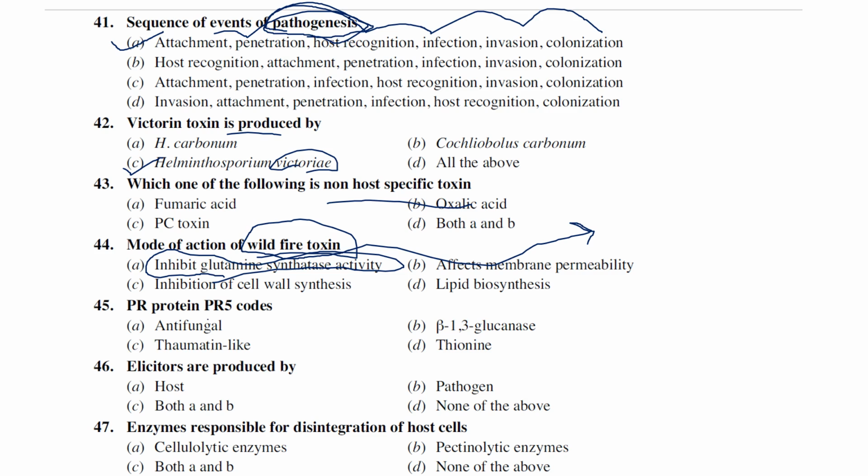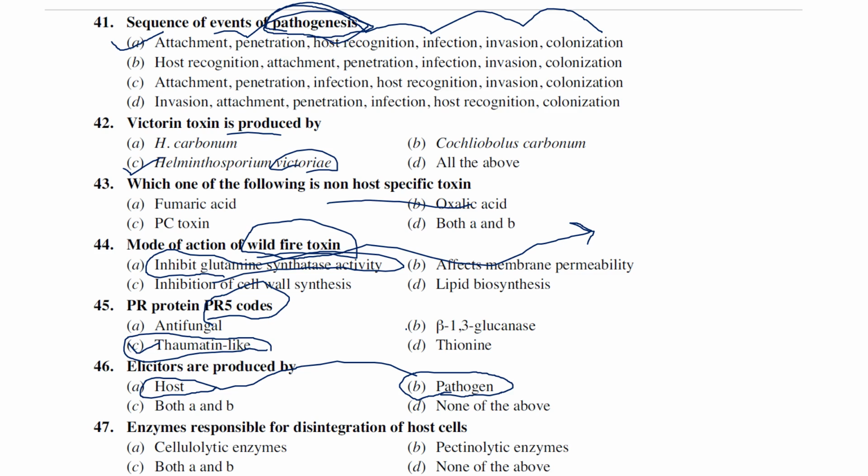PR proteins: PR5 encodes or codes for what? This is a very important one. PR1 is beta-1,3-glucanase, which is antifungal and antibacterial, with so many functions. PR5 is actually a thaumatin-like protein, which we used to call a thaumatin-like protein. Next: elicitors are produced by host, pathogen, both A and B, or none of the above. Generally, an elicitor is a substance produced by the pathogen, and in response, the host receptor identifies and recognizes it. So elicitors are of pathogen origin.